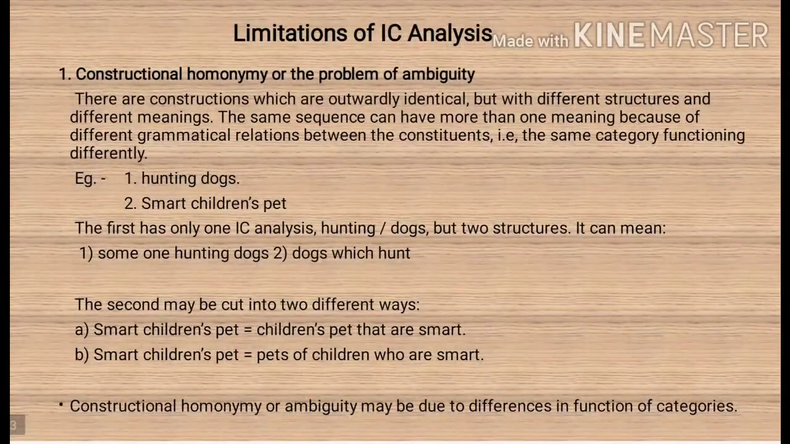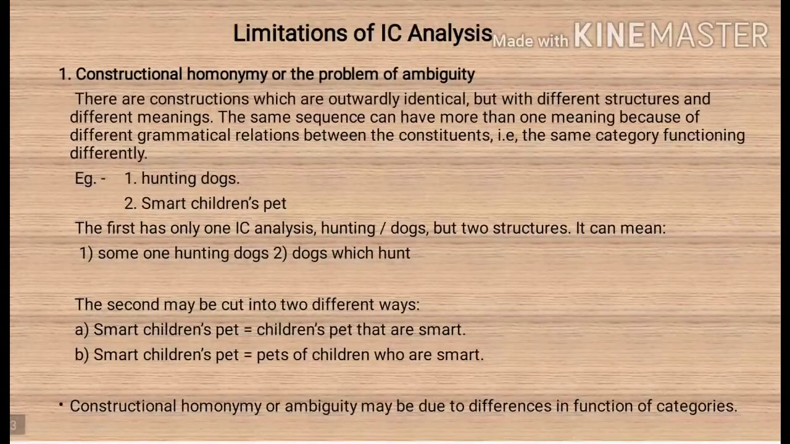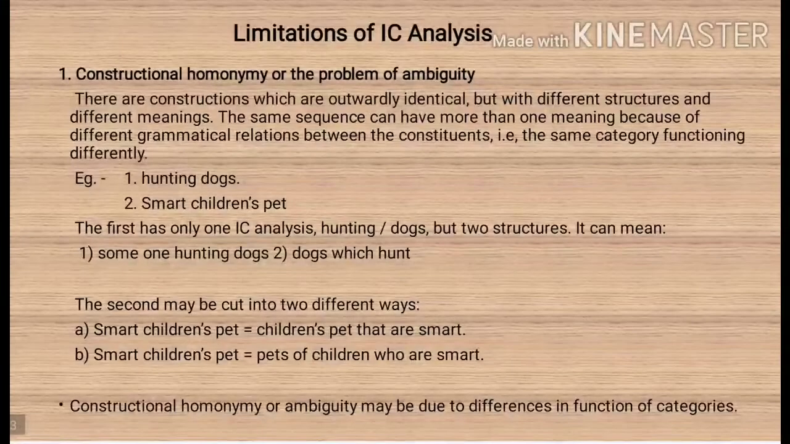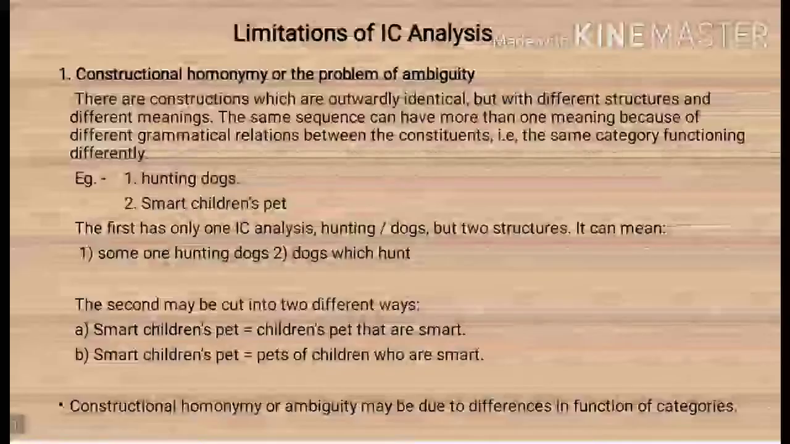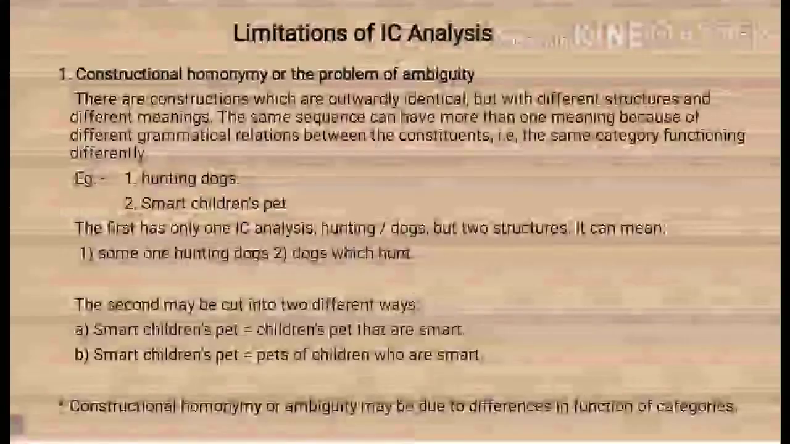Limitations of IC analysis. First, constructional homonymy or the problem of ambiguity. There are constructions which are outwardly identical but with different structures and different meanings. The same sequence can have more than one meaning because of different grammatical relations between the constituents, that is, the same category functioning differently. Let us take two examples: hunting dogs and smart children's pet.